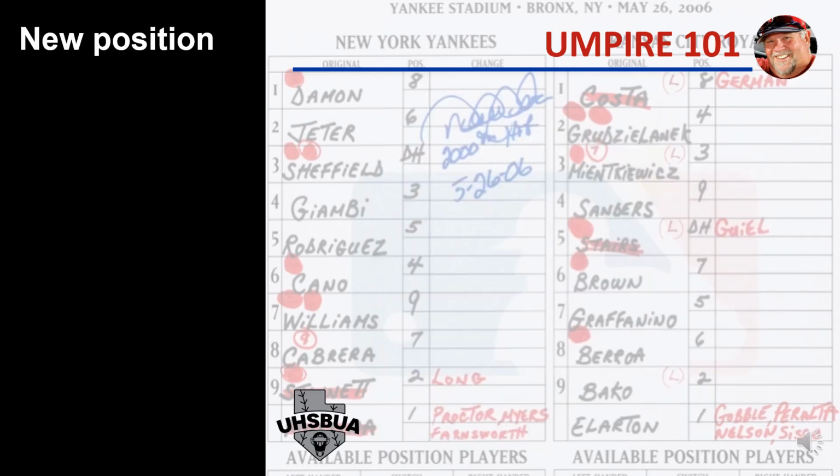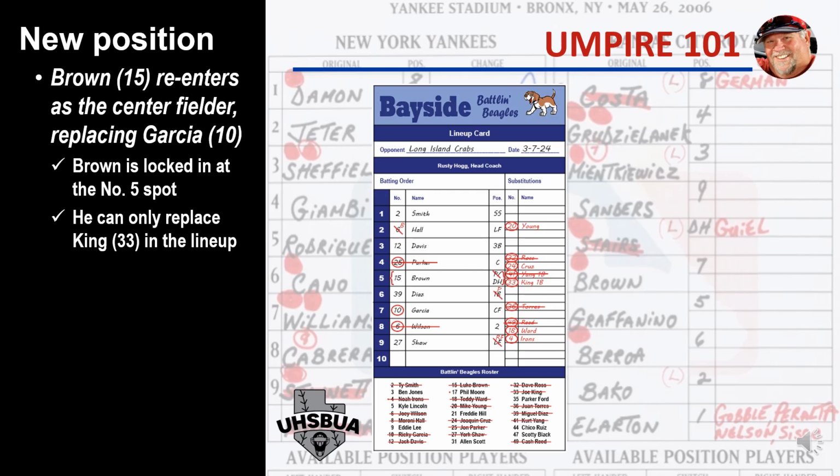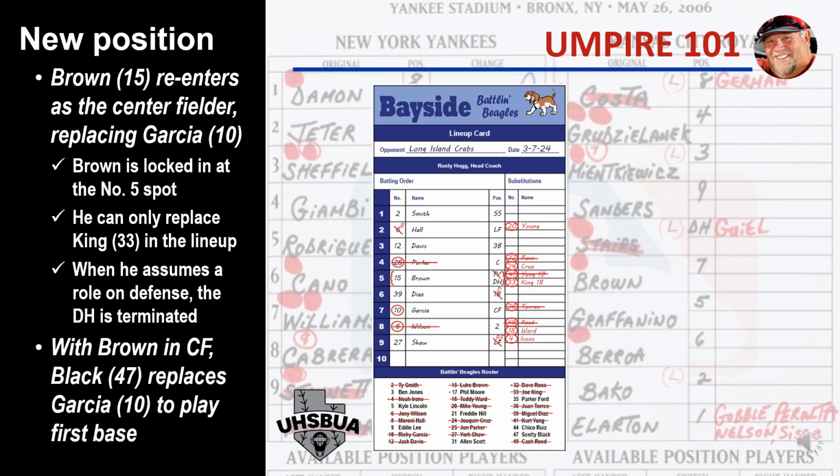Next, Coach Hogg asks to re-enter number 15, Brown, on defense as the center fielder in place of number 10, Garcia. Because Brown started the game as the player DH, he is locked into the number 5 spot in the batting order. Consequently, he cannot replace number 10, Garcia, in the 7th spot. However, Brown can re-enter defensively by replacing King. When he does so, the DH is gone for the rest of the game. Coach Hogg makes that change and moves Brown to center field. He then inserts number 47, Black, into the 7 hole, replacing Garcia and playing first base.